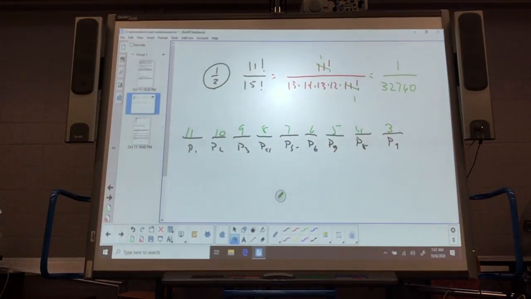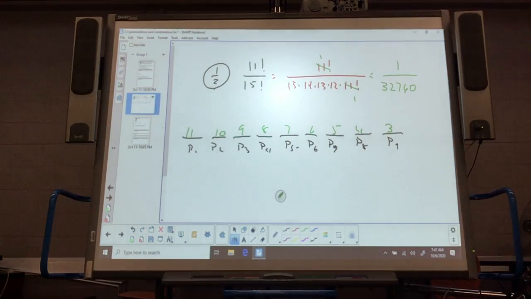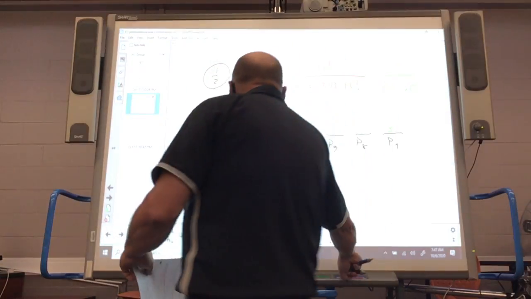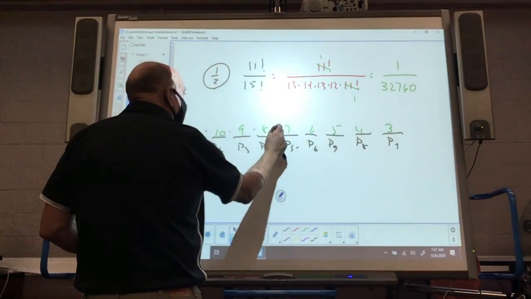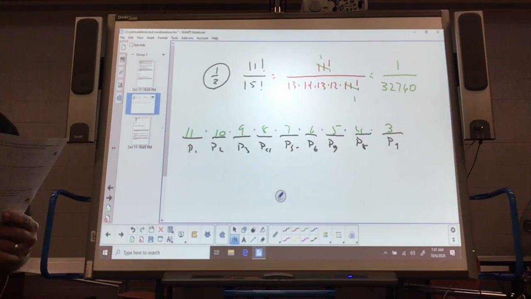When we talk about the counting principle, if I have n1 ways of doing a certain thing, and then I have n2 ways of doing a second thing, to find the total number of ways of doing these two things, I multiply them together. So we are just multiplying all these values together. It'll give us 19,958,400.